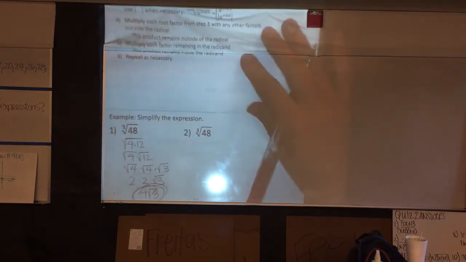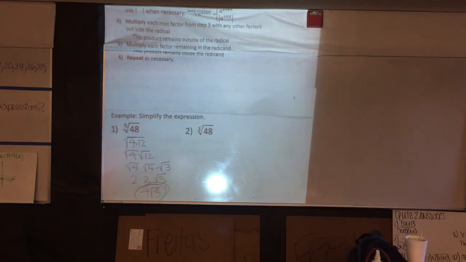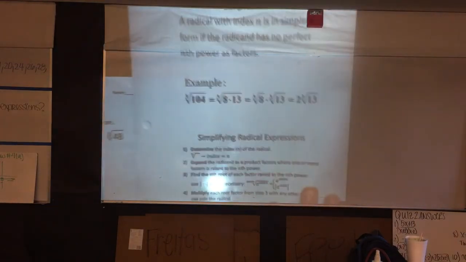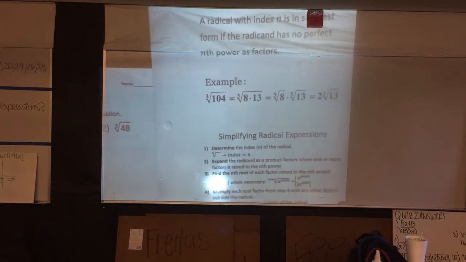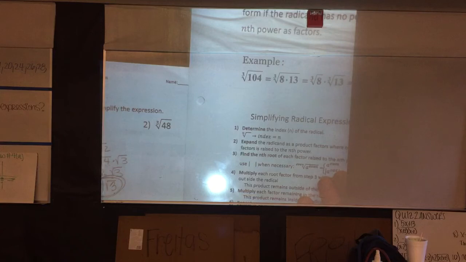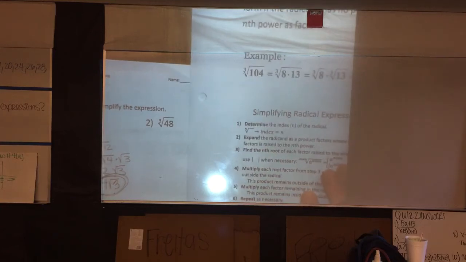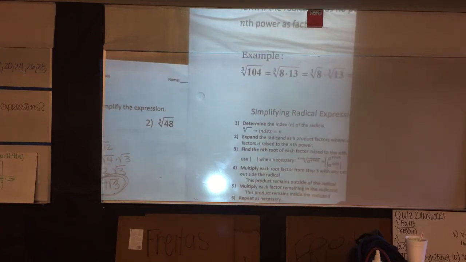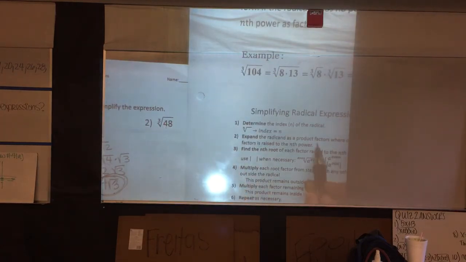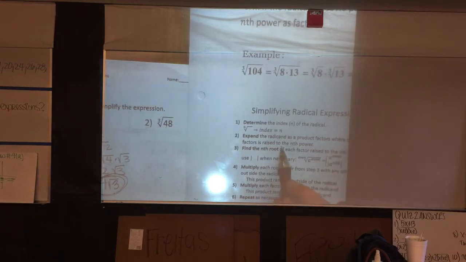So we use almost the exact same process when we do a cube root. Okay, so I'm going to put my process right here. Okay, move that out of the way a little bit. Okay, so this time, when we determine our index of the radical, it's a 3. So that means I want to break it down into products where one or more of the factors is cubed, or something to the third power.